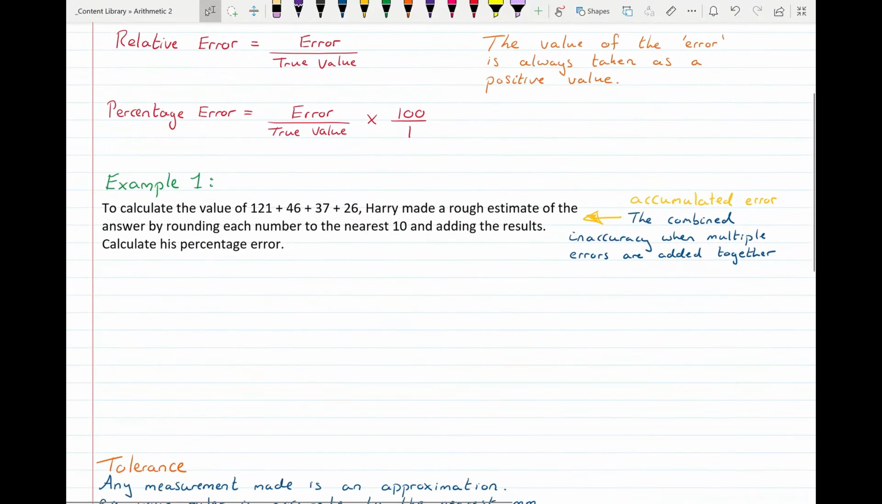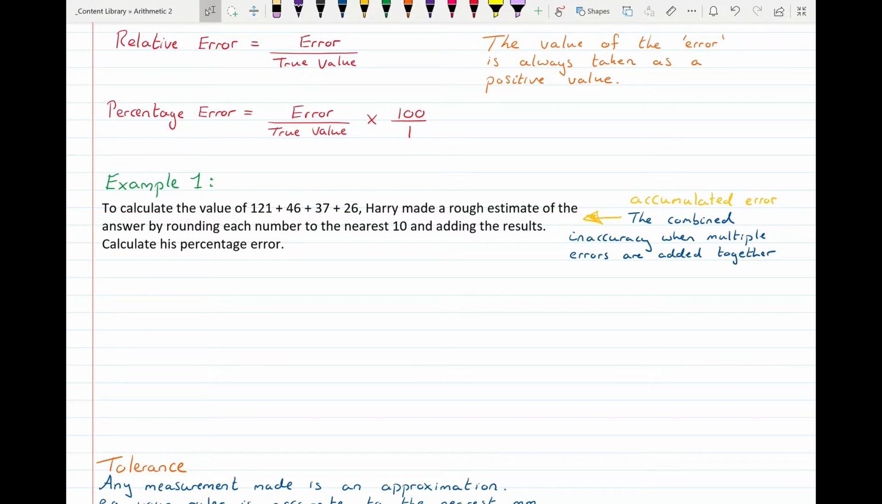In this example, to calculate the value of 121 plus 46 plus 37 plus 26, Harry made a rough estimate of the answer by rounding each number to the nearest 10 and adding the results. Calculate his percentage error. Okay, so here Harry is taking an estimate of each one, which means he has an error for the first number, an error for the second number, an error for the third number. And we call that the accumulated error.